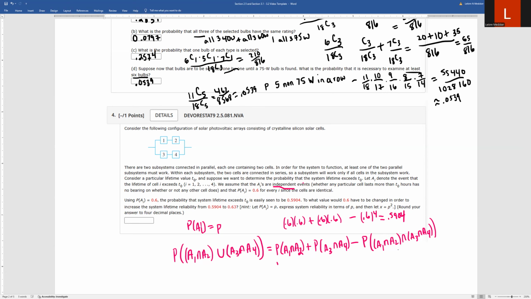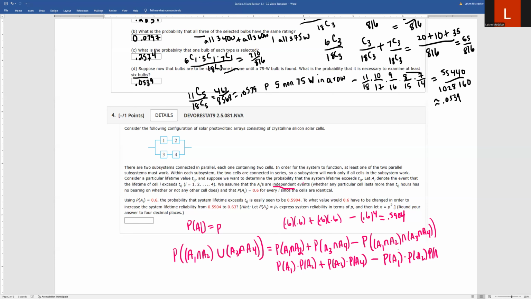Like I said, because these are independent, and I didn't show it above, I just wrote it, that means for each of these intersections, we can multiply the probabilities together. This one would end up being all four of them multiplied together.